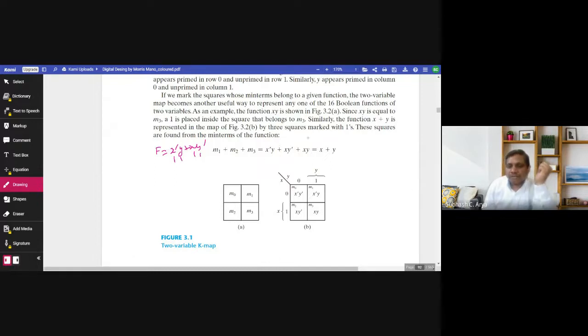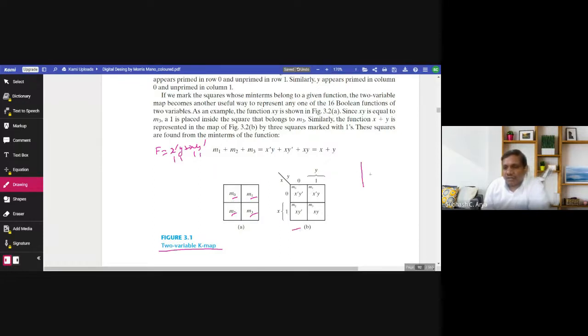So a Karnaugh map, as an example, is given here. Two variable Karnaugh map, K map. It consists of these four squares. Here it is for two variable; we will see how three variable, four variable, etc. The leftmost upper square is indicated by M0. This is minterm 0, minterm 1, minterm 2, minterm 3: M0, M1, M2, M3. And how have we given these names? We have given the names from this logic.